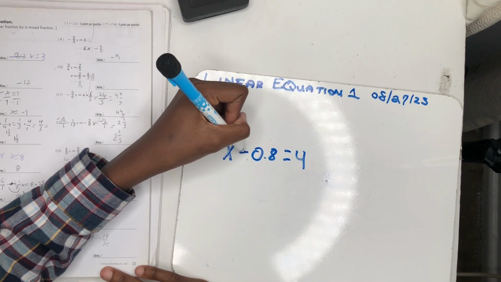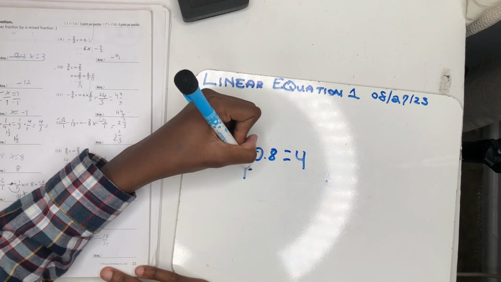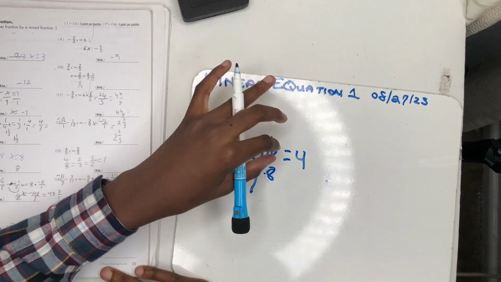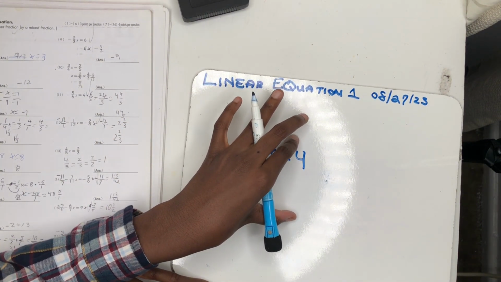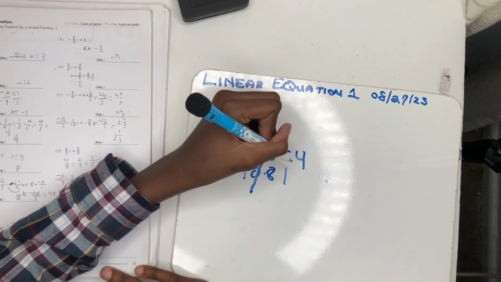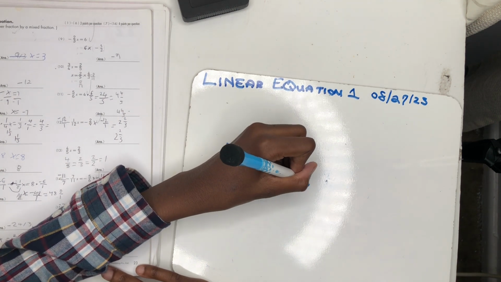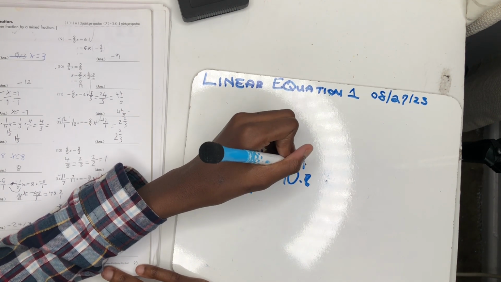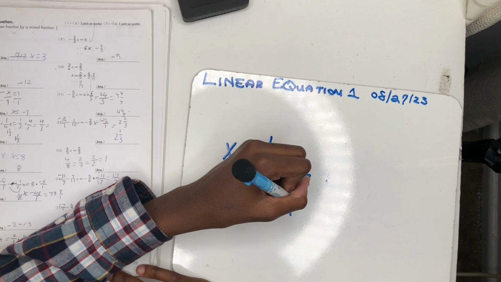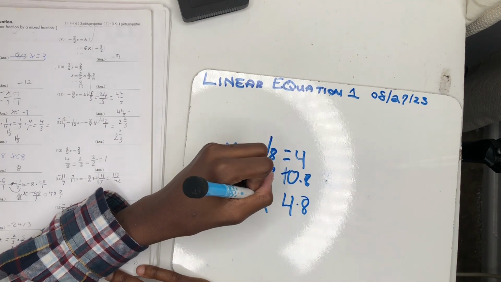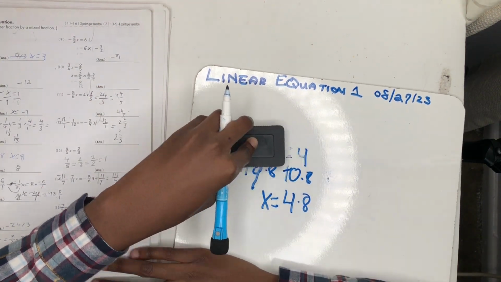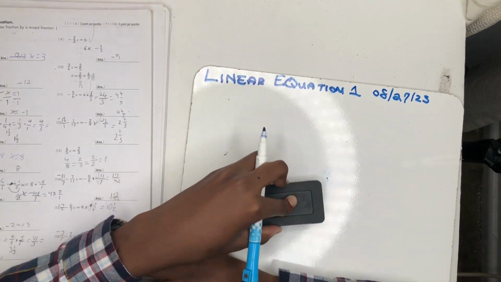So the inverse of subtraction is addition, so we're going to add plus 0.8. Those cross out, they equal 0. Whatever we do to the left side, we must also do to the right side. So 4 plus 0.8, all you need to do is put 4 plus 0 equals 4, drop down the 8 and the decimal point, which equals 4.8. x equals 4.8. There you go. That's how you do it.